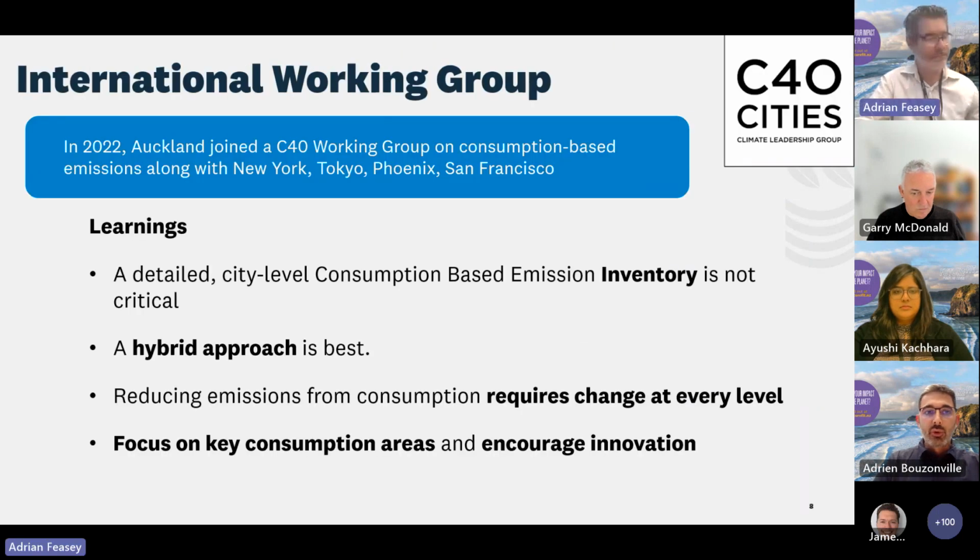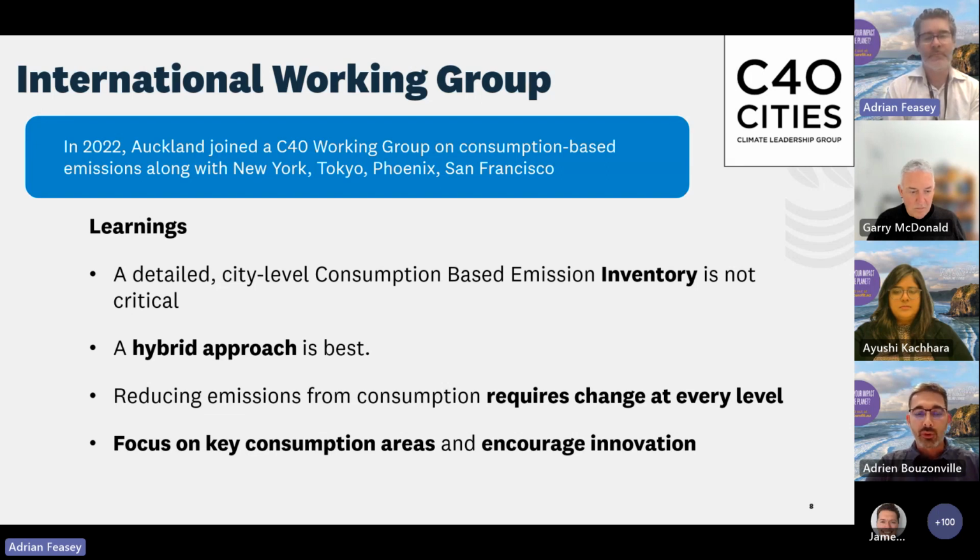In 2022, Auckland joined the C40 Working Group on Consumption-Based Emission along with New York, Tokyo, Phoenix and San Francisco. Through that working group, we learned about the different approaches that could be used, as well as the different data sources and key learnings from other cities like Portland, that was amongst the first city to develop a consumption-based emission inventory. What we learned from that journey is that a detailed city-level consumption-based emission inventory is not critical.